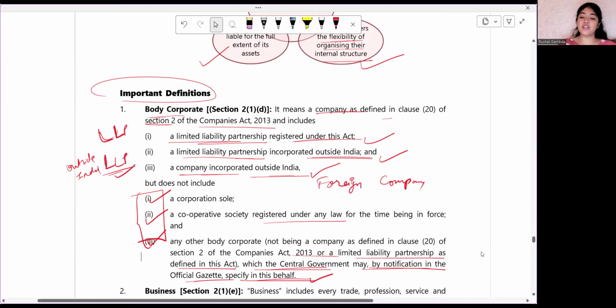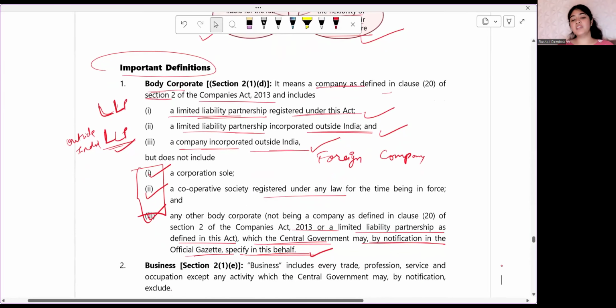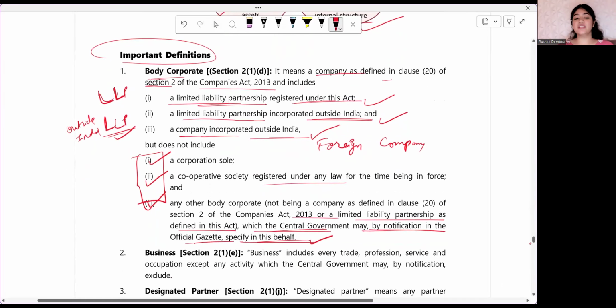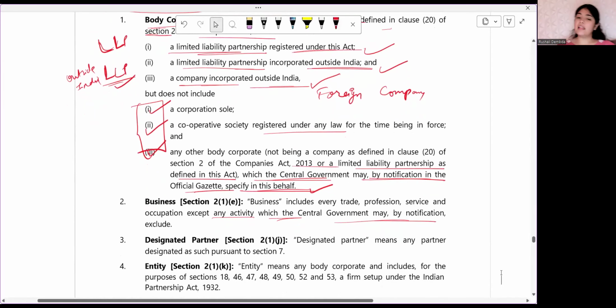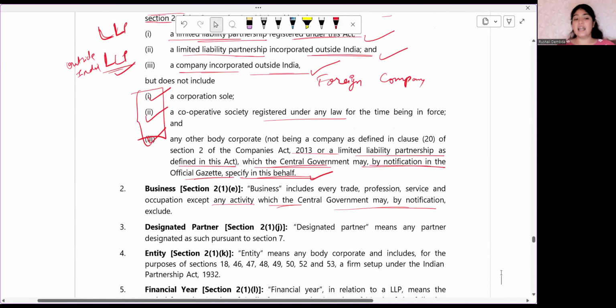Then the next definition that we have is of business. Business includes every trade, profession, service, and occupation, except any activity which the central government may by notification exclude. So any trade, commerce, profession, service you are giving, any trading you are doing, any occupation you are following, teaching as an occupation we are following. So dancing, like dance teachers, etc. All these things that you are doing, that are going to be your business.